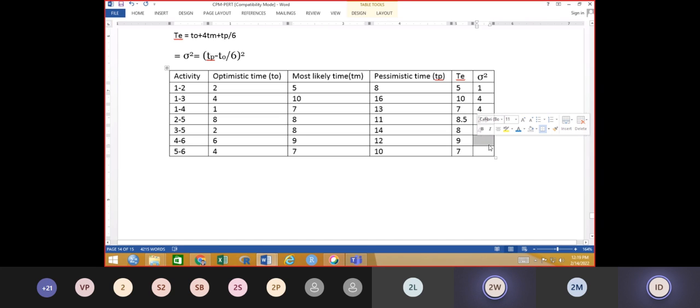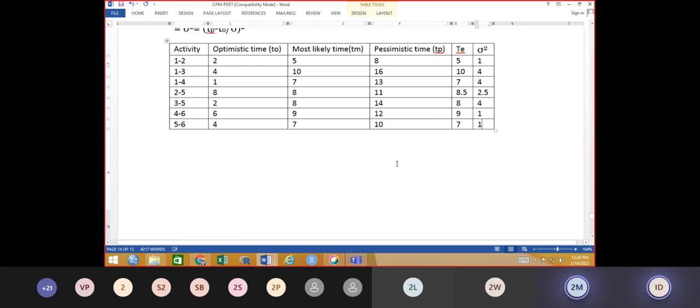Next. Come on, next activity. 2 minus 1... 1, sir. Are you calculating? 10 minus 4 is 6, 6 divided by 6 is 1, sir.